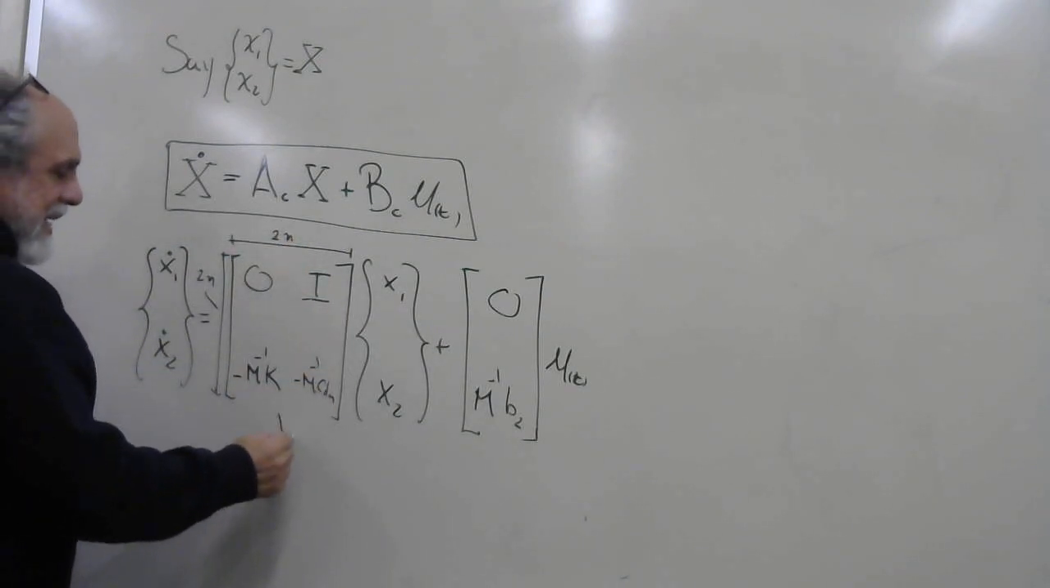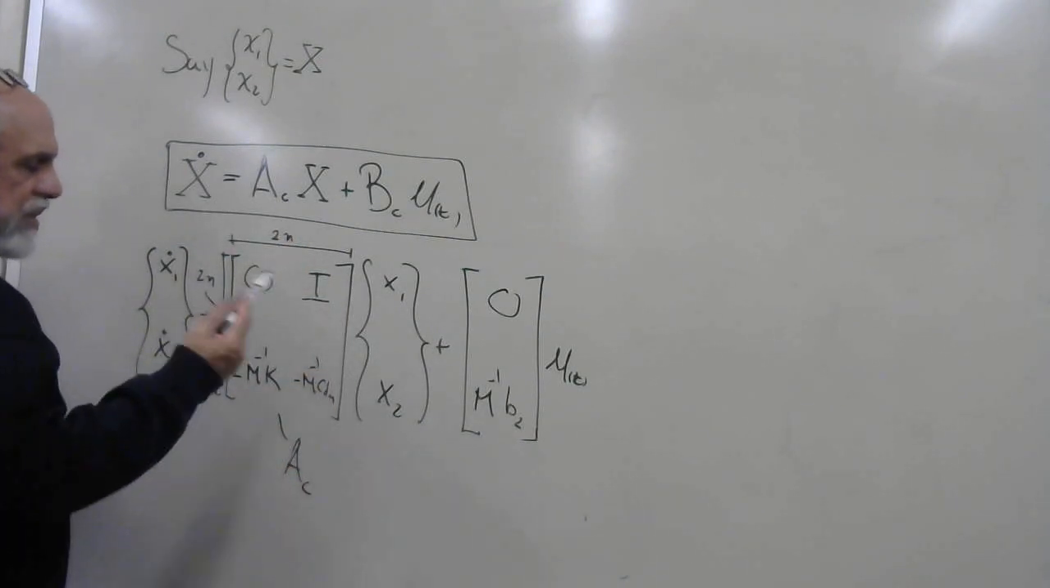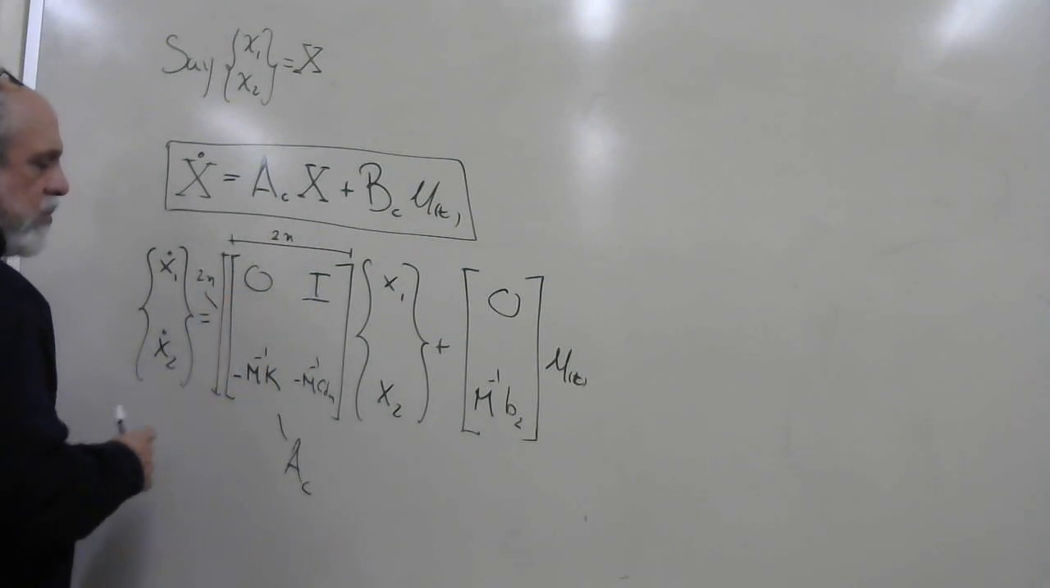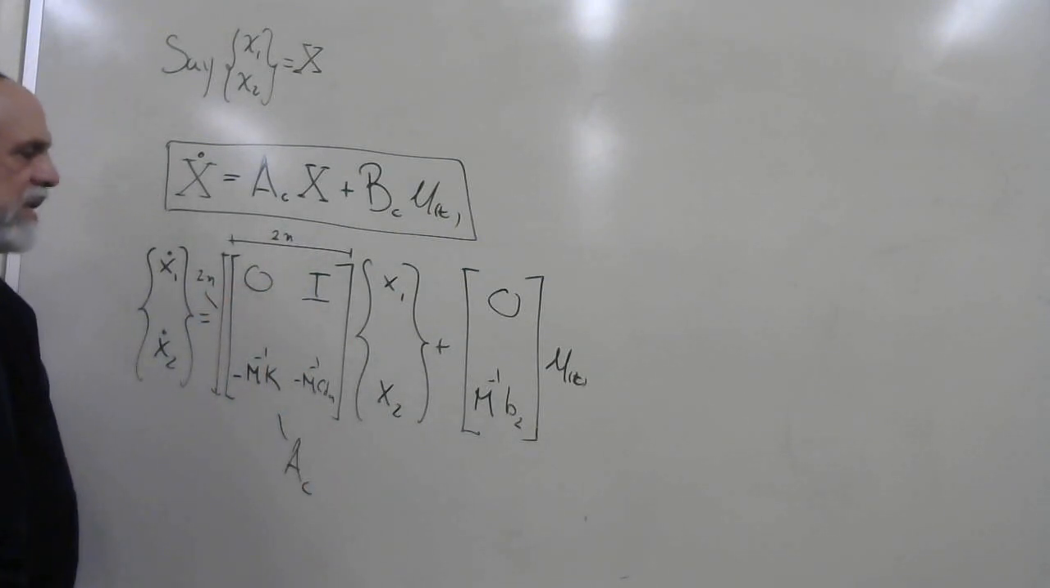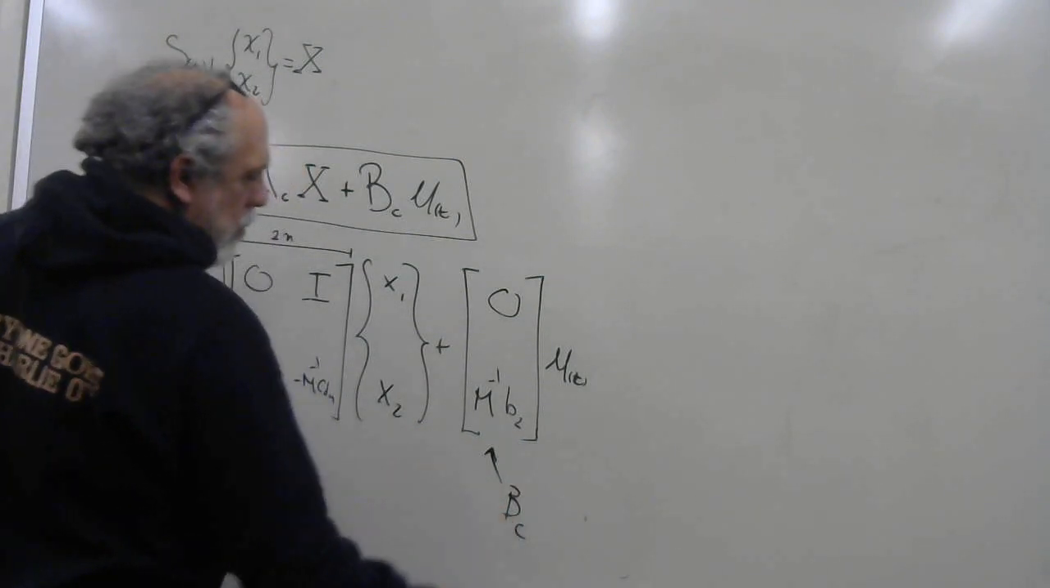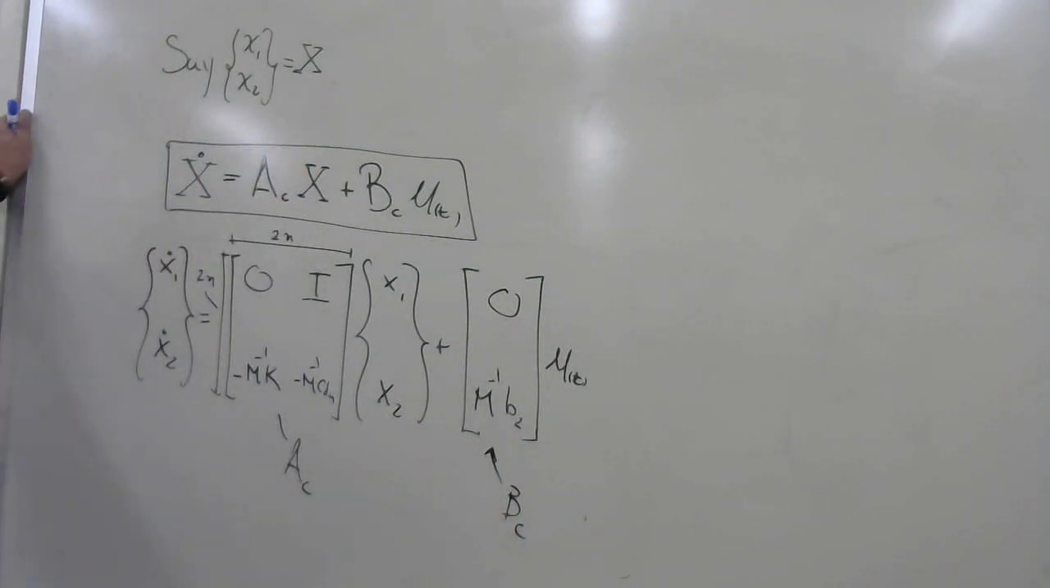So this is A, and you should write it down. This is AC. It's a matrix that eventually you should know by heart: 0, identity, minus m to the minus 1 k, minus m to the minus 1 c. And this is the matrix BC that one also wants to know by heart: 0, m to the minus 1 b2.